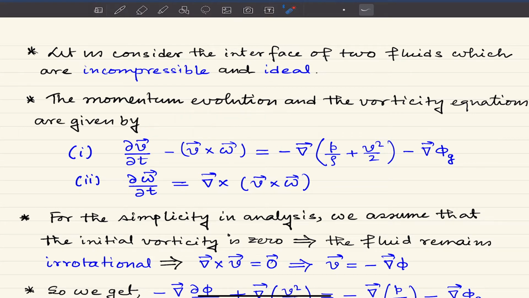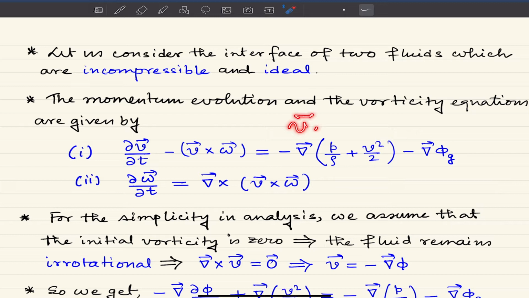Then what happens? The two equations will be given by ∂V/∂t minus V cross omega equal to minus gradient of P by rho plus V squared by 2 minus gradient of phi g. So phi g is nothing but the gravitational potential. So minus gradient of phi g is nothing but small g, if you remember. Now rho is a constant because this fluid is incompressible, so it can actually come inside the gradient.